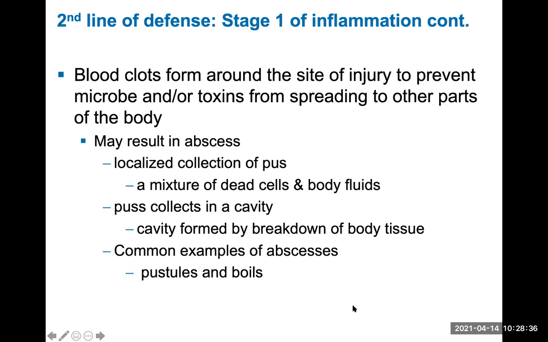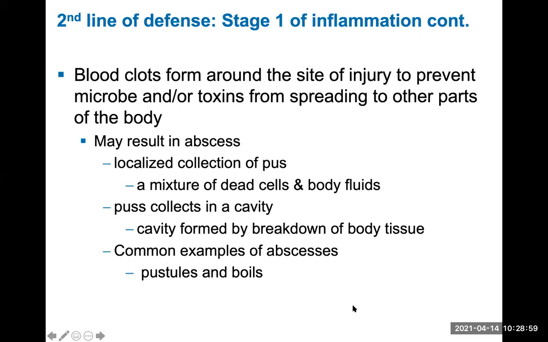Also, during this first stage of inflammation, blood clots form, right? Stop any blood loss that's happening. This also will help wall off any microbe or toxins that are present so they don't spread throughout the body. But this clot may result in an abscess sometimes.